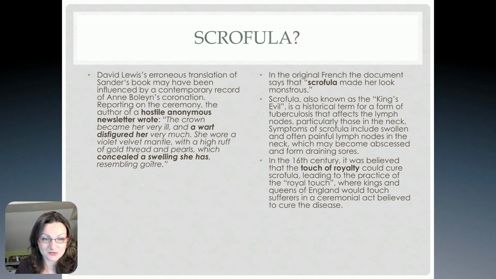Now, scrofula was also known as the king's evil, and it is a historical term for a form of tuberculosis that affects the lymph nodes, particularly those in the neck. Symptoms include swollen and often painful lymph nodes in the neck, which may become abscessed and form draining sores. In the 16th century, it was believed that the touch of royalty could cure scrofula, leading to the practice of the royal touch, where kings and queens would touch sufferers in a ceremonial, symbolic act believed to cure the disease.